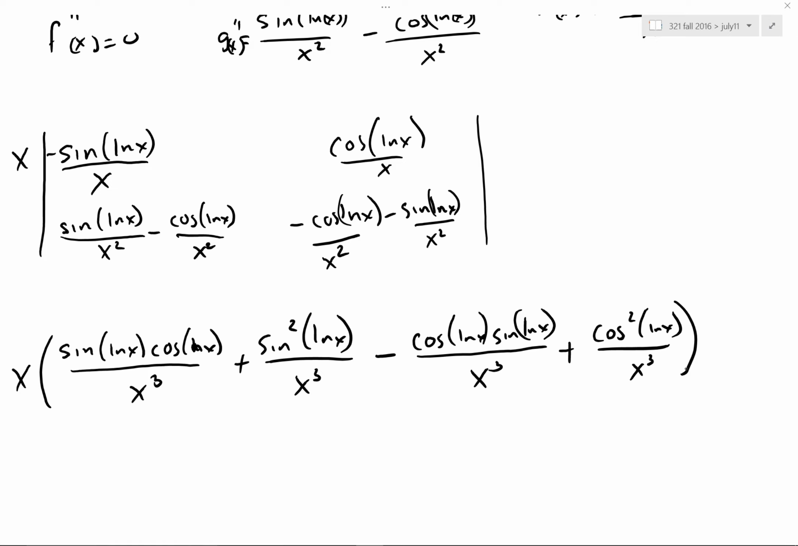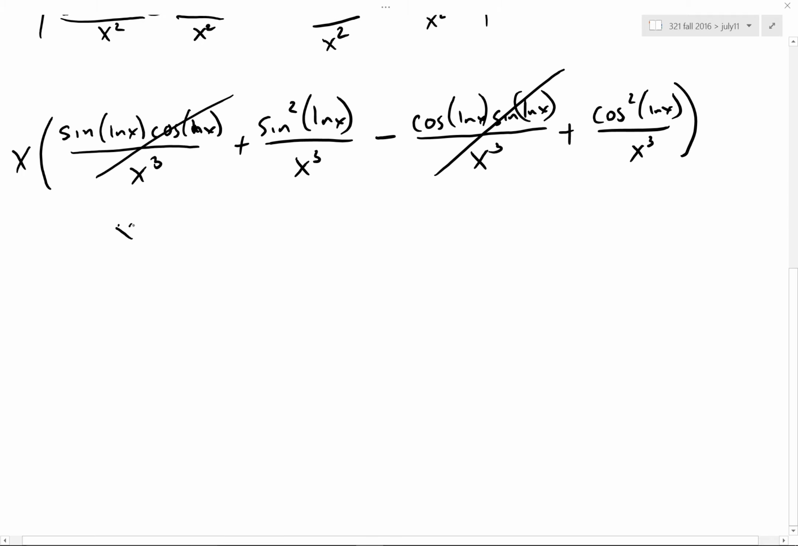So, what do you notice? I notice that this bit here cancels out. Anything else you notice? The top would be 1, yes, because sine squared plus cosine squared is 1. So you're going to get 1 over x cubed. So it's really going to be x over x cubed, which is going to be 1 over x squared. Okay? So that's for our first minor that we did.